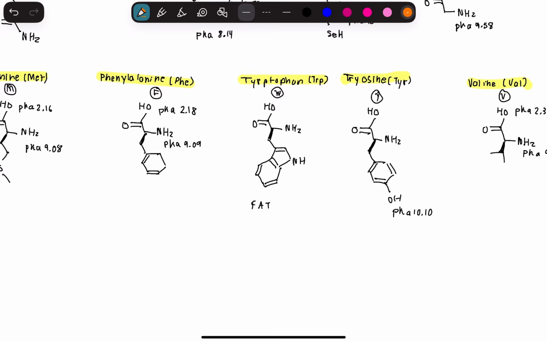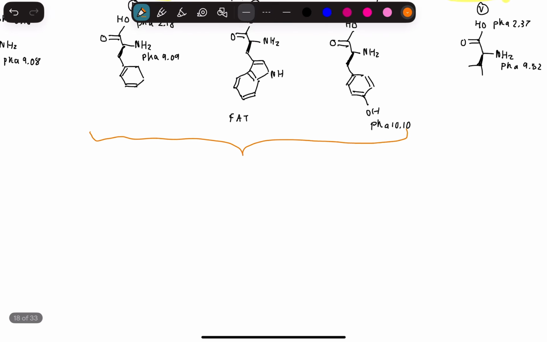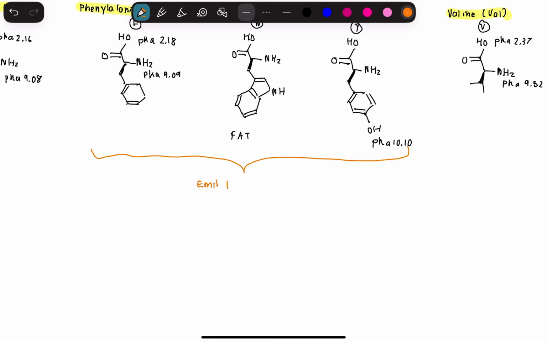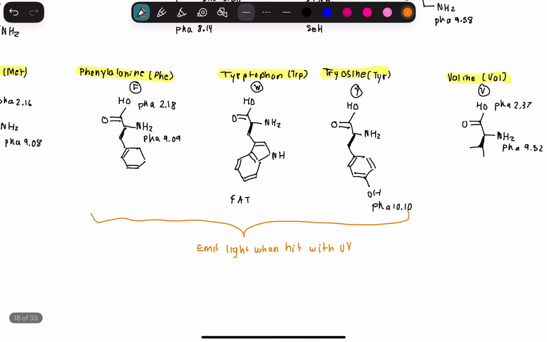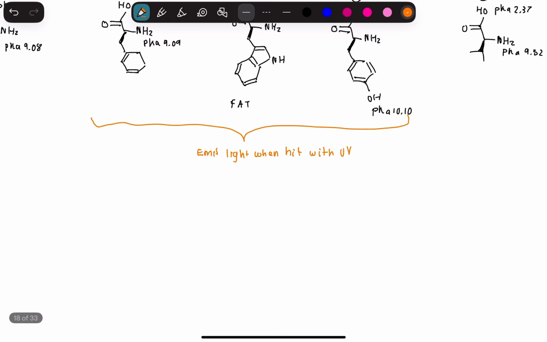I want to draw attention to these three. They emit light when hit with the UV. That's phenylalanine, PHE, tryptophan, TRP, and tyrosine, TYR. And that's because of the benzene ring, which is aromatic.